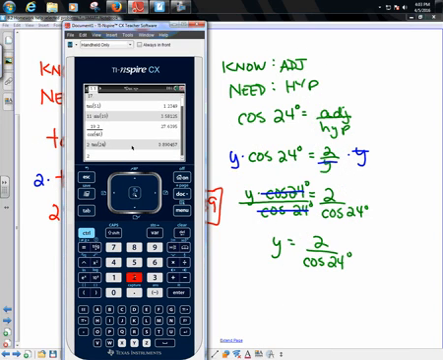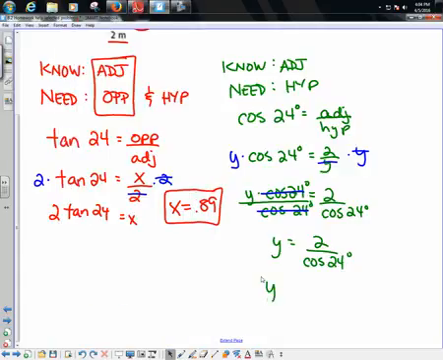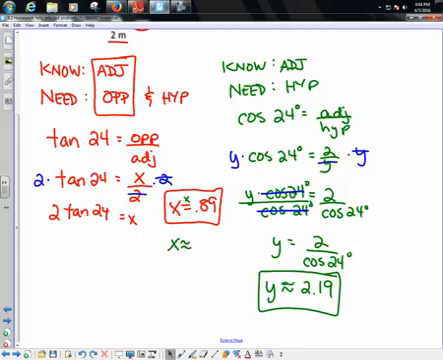So I need to know 2 divided by, go to my trig button, move over to cosine, hit enter, type in 24 and hit enter. And so my y value, I need to round to the nearest hundredths place. So my answer for y is approximately 2.19. Oh, and this is a wrong answer. So x is approximately equal to 0.89.